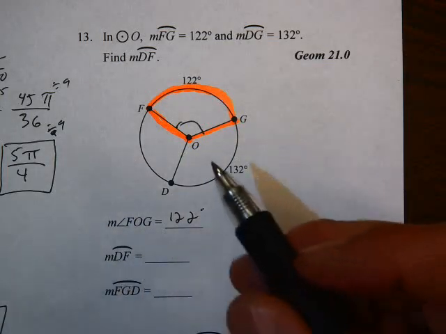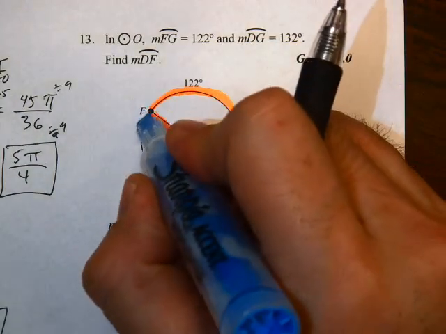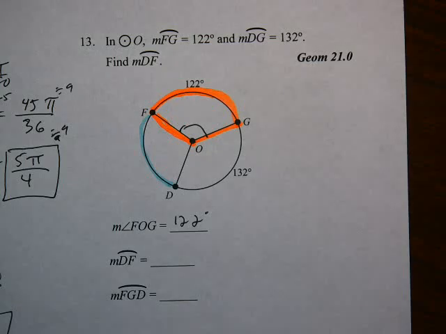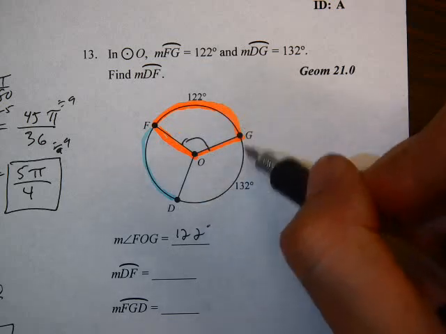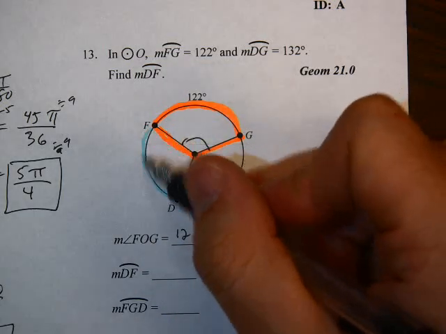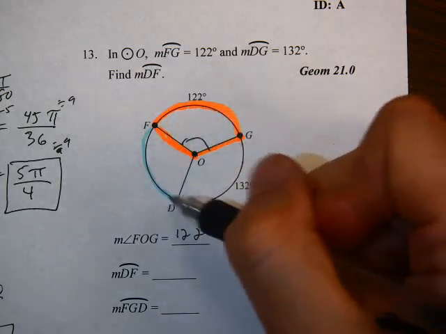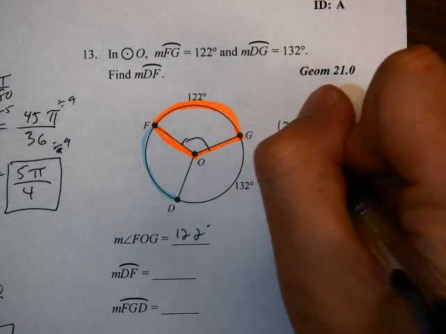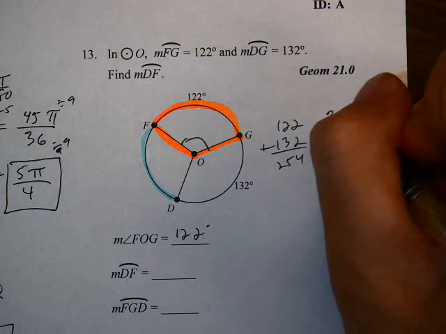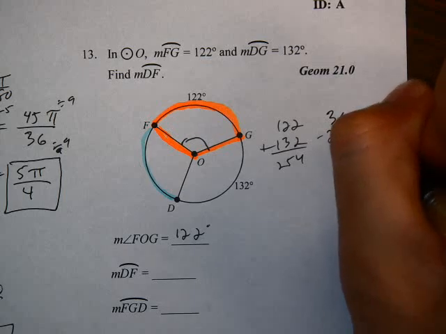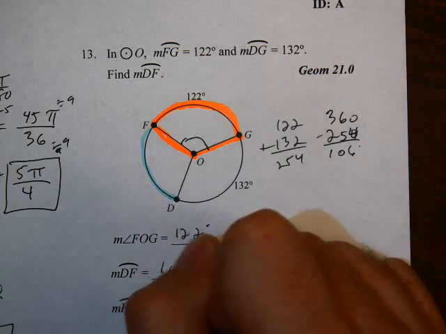Now measure of arc DF. If I go to arc DF in a different color, there's arc DF. I already know that these two arc measures, 122 and 132, combined with arc DF make up the entire circle. So all three of these arcs together are going to make 360 degrees. I have to add 122 and 132 together. I get 254. Then I subtract that from 360, and that gives me arc DF, which ends up being 106 degrees.